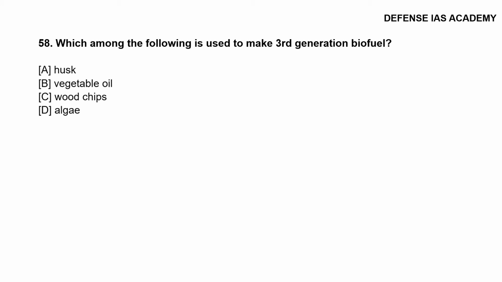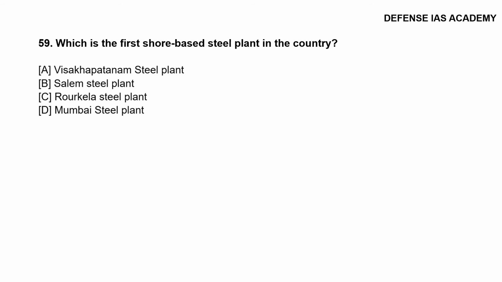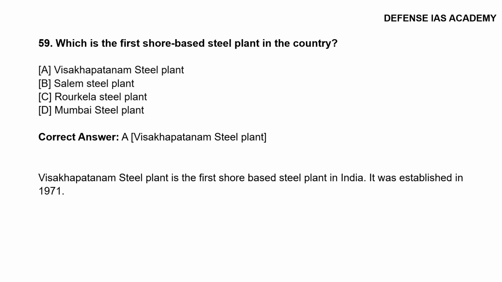Question 58. Which among the following is used to make third generation biofuel? The correct answer is option D, algae. The third generation biofuels are produced from microorganisms like algae, for example, butanol. Question number 59. Which is the first shore-based steel plant in the country? The correct option is option A, Visakhapatnam Steel Plant. It is the first shore-based steel plant in India and it was established in the year 1971.